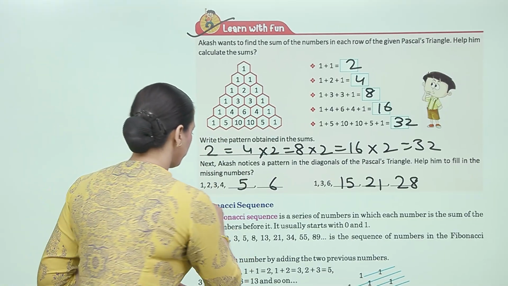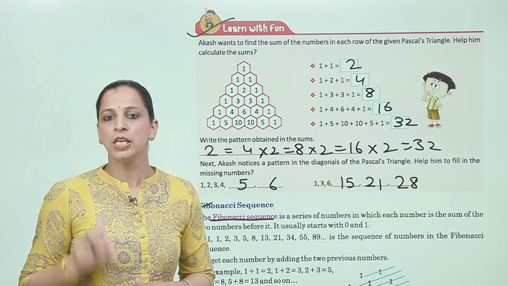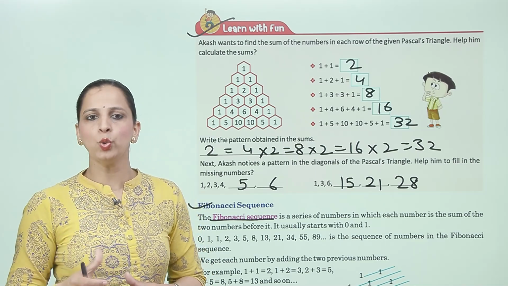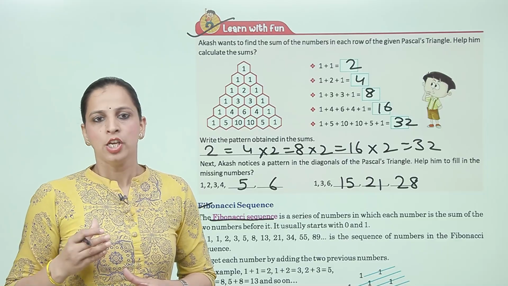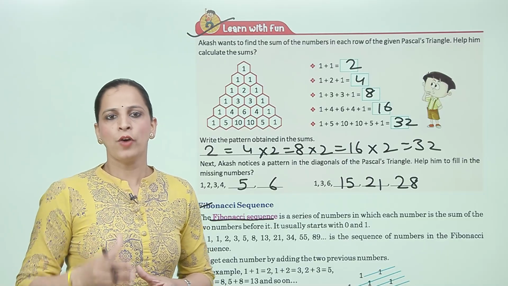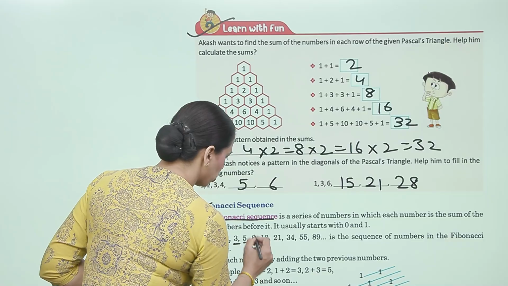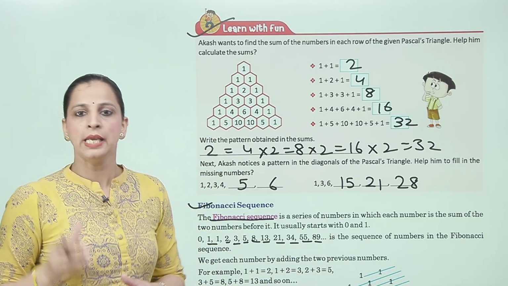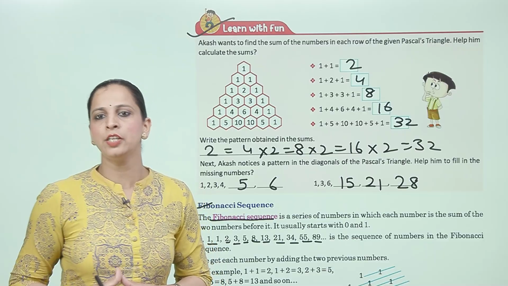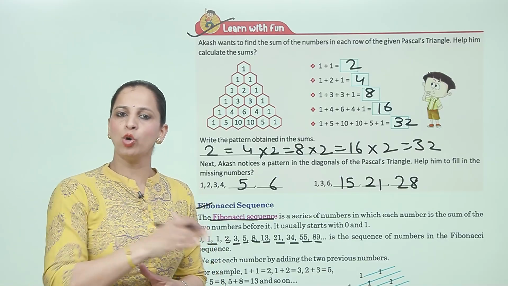Fibonacci sequence. The Fibonacci sequence is a series of numbers in which each number is the sum of the two numbers before it. It usually starts with 0 and 1. 0 and 1, 1, 1 plus 1 is 2, 2 plus 1 is 3, 3 plus 2 is 5, 8, 13, 21, 34, 55, 89 and so on is the sequence of the numbers in the Fibonacci sequence. We get each number by adding the two previous numbers.